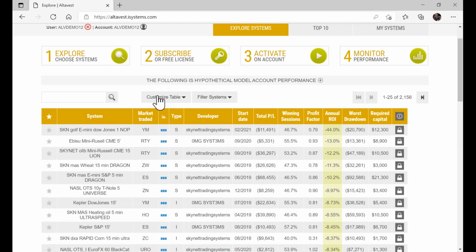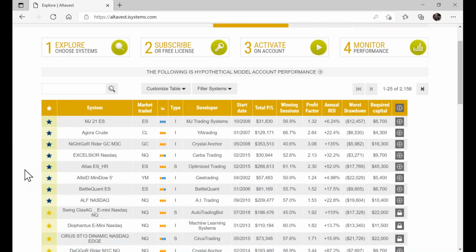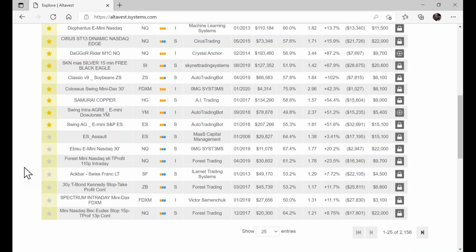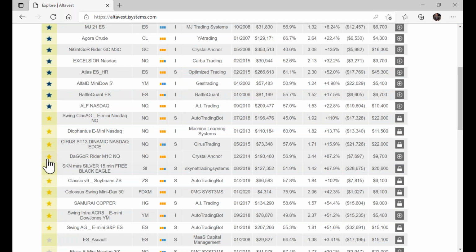Now, if you want to take any system that you found and maybe make it a favorite, you just click on this little star, the gray star, makes it a gold star, and then it'll show up here as your favorites. I've saved a few of these favorites. Let's just go ahead and drill down.